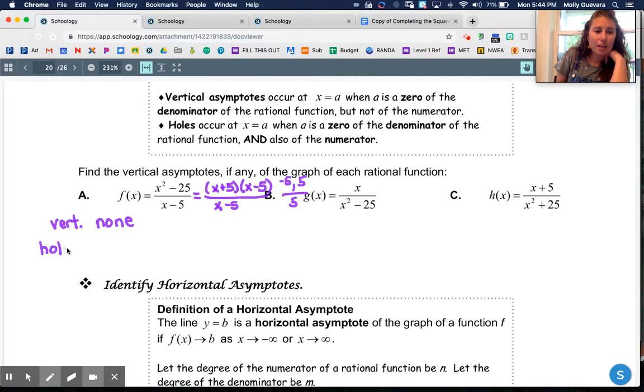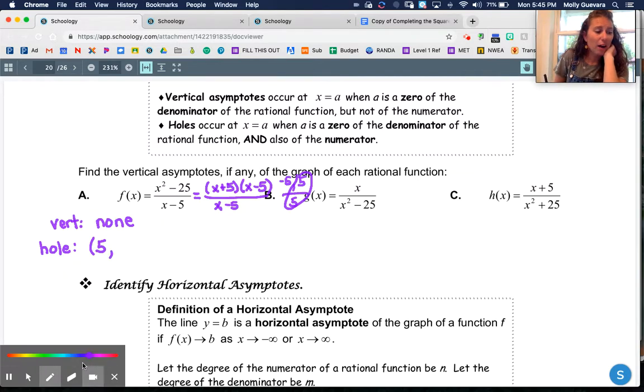But what that does mean is that there is a hole. Oops, there's a hole, right? Because if something is a zero of both the top and the bottom, then it's a hole. And so in this case, the hole's at 5.